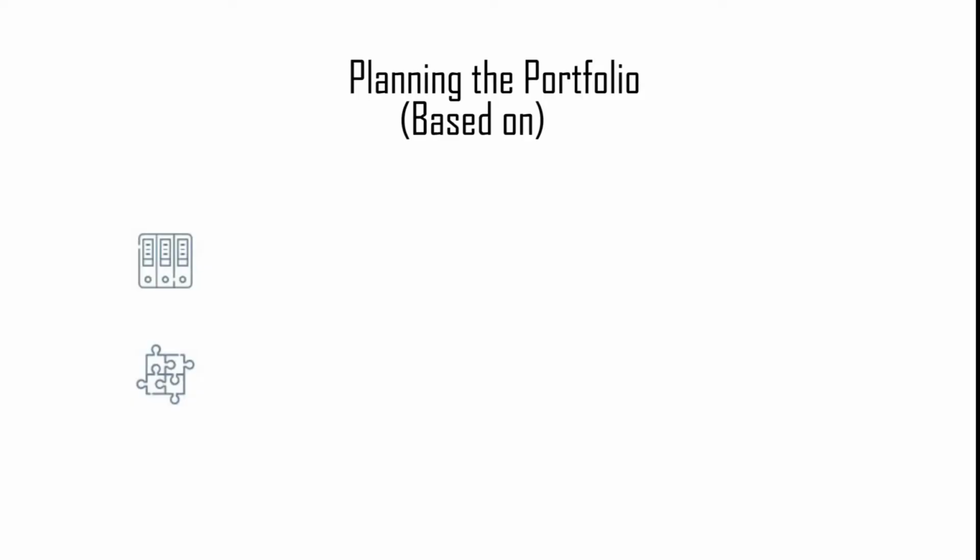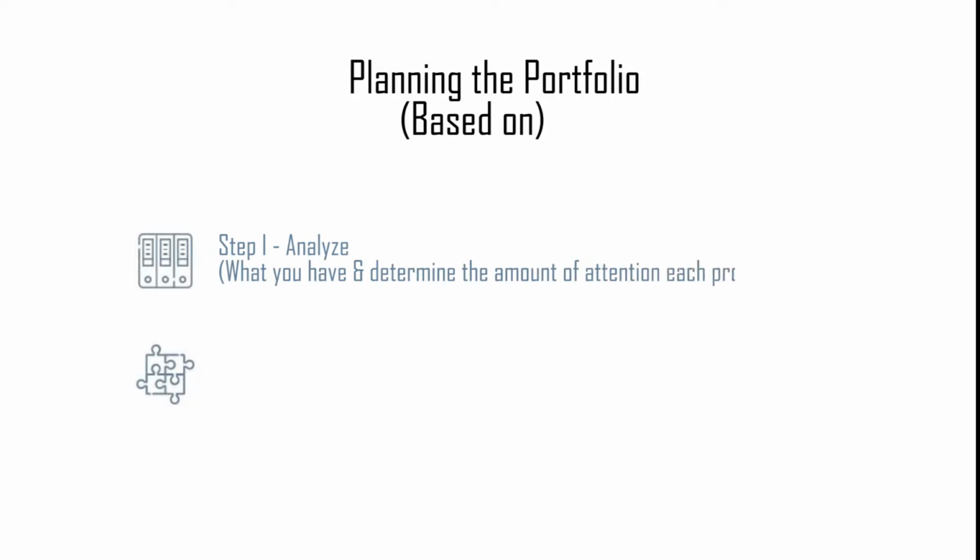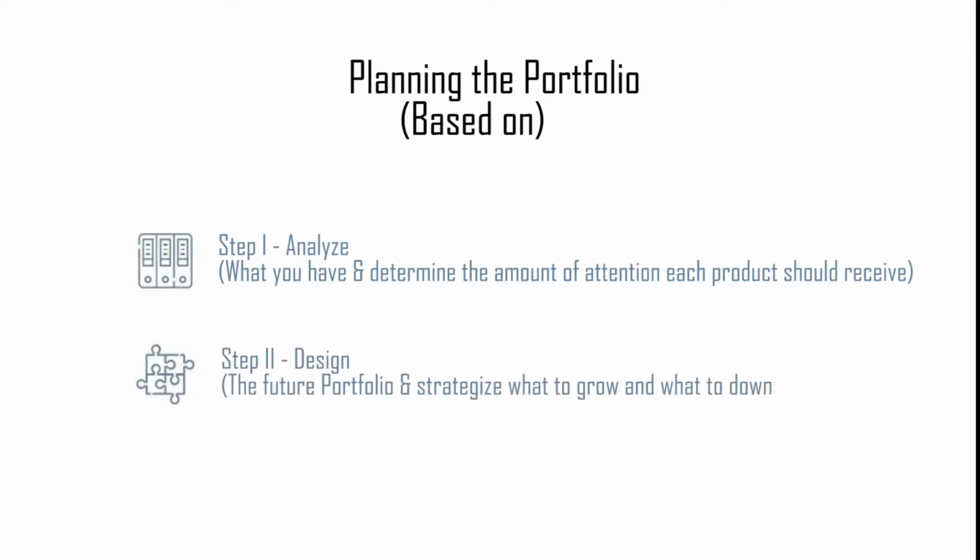After you design your portfolio, you have to plan it. So there are two steps in doing that. The first one is to analyze. You analyze what you have in order to determine the amount of attention each product shall receive. And the second step is designing. You design the future portfolio and a strategy to grow and what you want to downsize. Step 1, analyzing your current portfolio. To understand that, we need to know what portfolio analysis is.